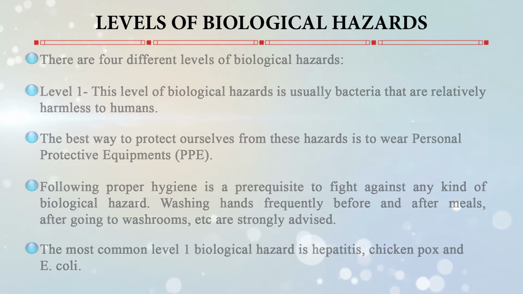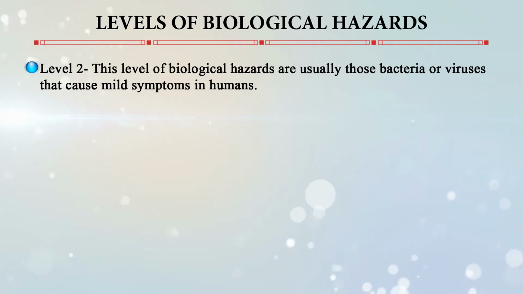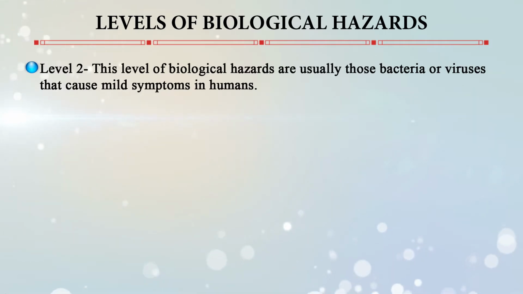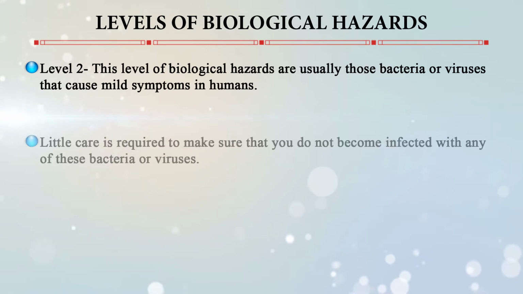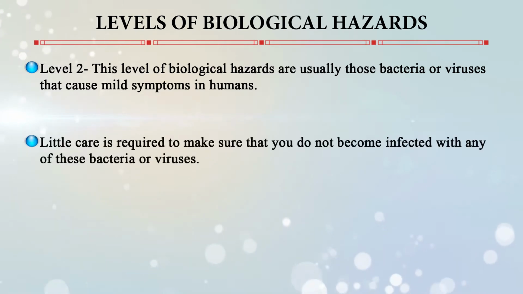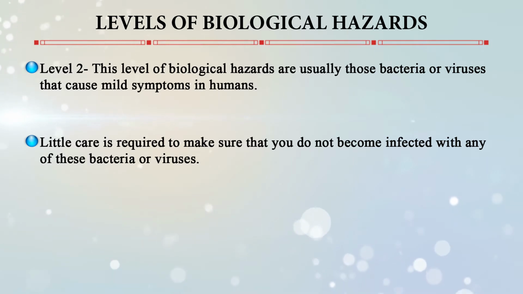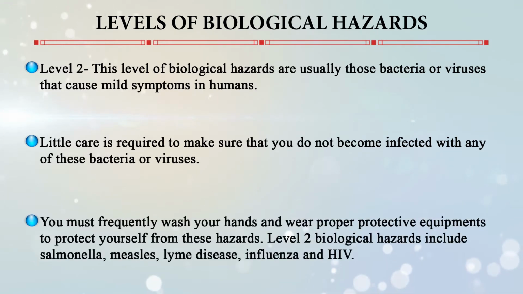Level 2. This level of biological hazard usually involves bacteria or viruses that cause mild symptoms in humans. Little care is required to make sure that you don't become infected with any of these bacteria or viruses. We must of course wash our hands frequently and wear PPE so that we can protect ourselves from these hazards. Examples of level 2 hazards include salmonella, measles, Lyme disease, influenza and also the human immunodeficiency virus.